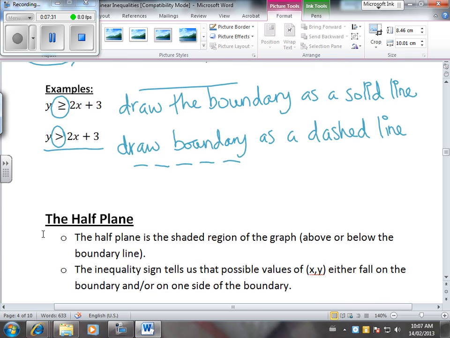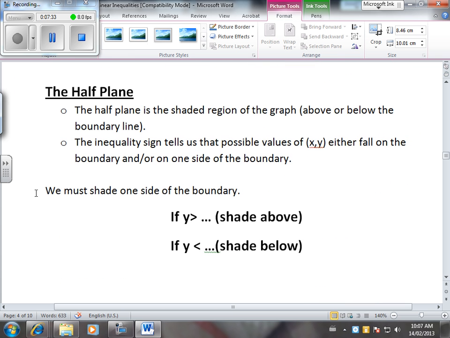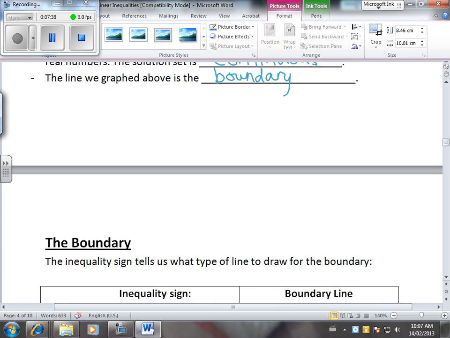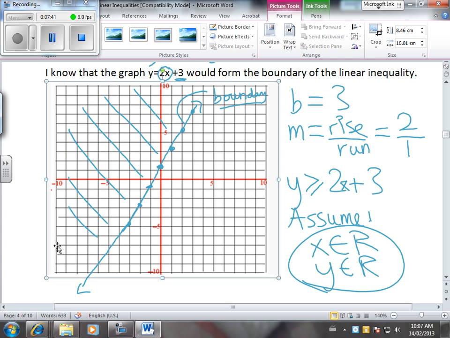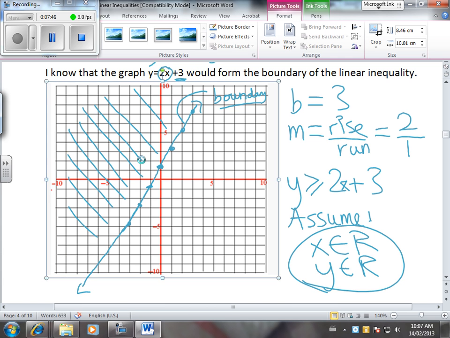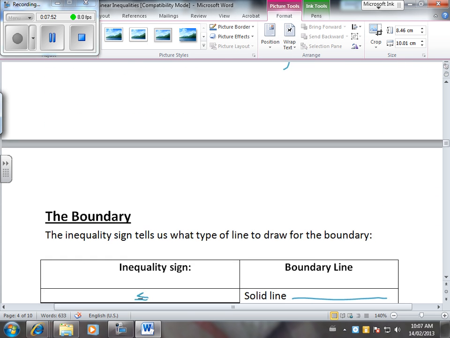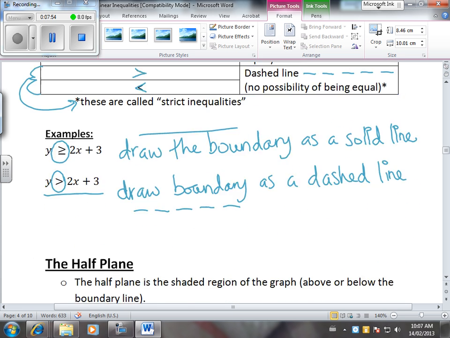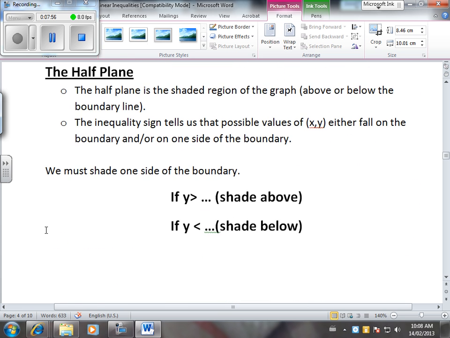And then we have something called the half plane. The half plane is the shaded region of the graph, and that's either above or below the boundary line. So if we go back to our example that we did here, this part here that's shaded will be the half plane. We'll figure out where we want to draw that now. The half plane is the shaded area of the graph, and it will either be above or below the boundary line. It can't be in both.